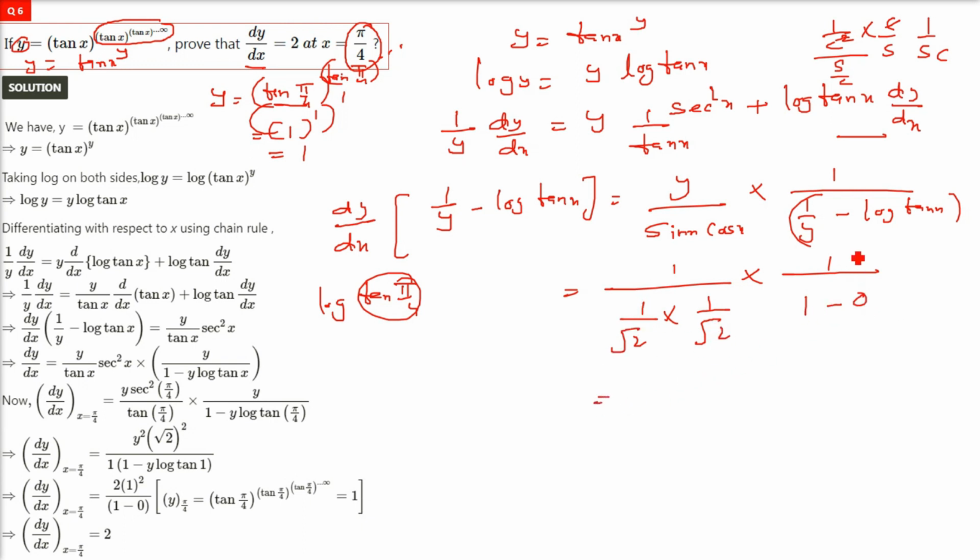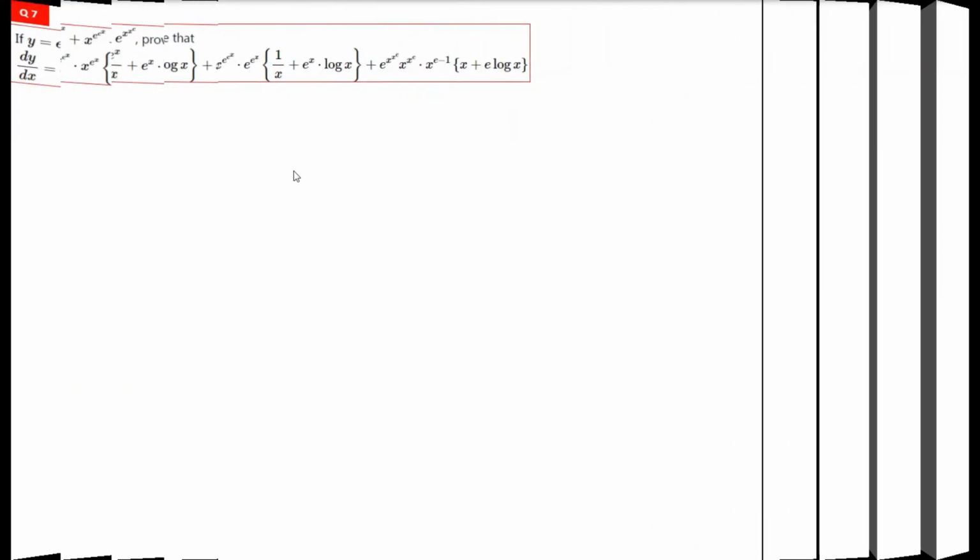So ultimately 1 by root 2 in the denominator, it will give you 1 by 2, and this 2 goes up, and that will give you 2. So finally you will get 2 in the numerator. Okay. So this is dy by dx, and this at x equals pi by 4 is equal to 2. That is your answer.